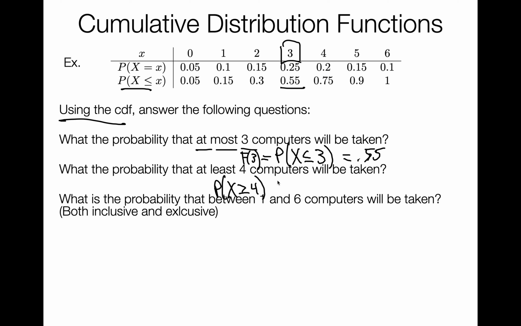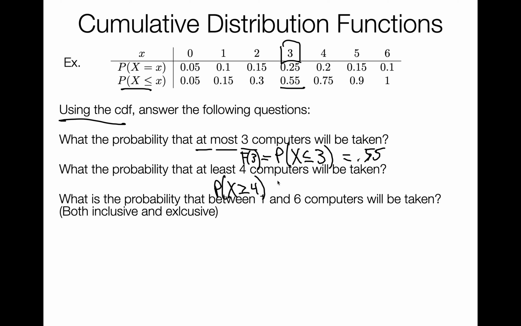Sorry about this. Okay, that's good enough. What's the probability that between 1 and 6 computers will be taken? And here I want to go over two different situations, inclusive and exclusive. Inclusive means that 1 and 6 are counted. Exclusive means that 1 and 6 are not counted.